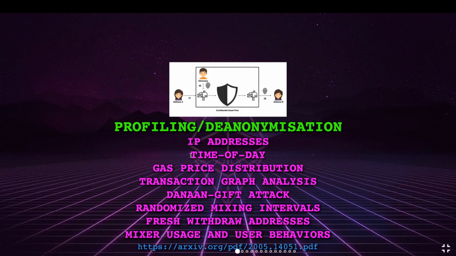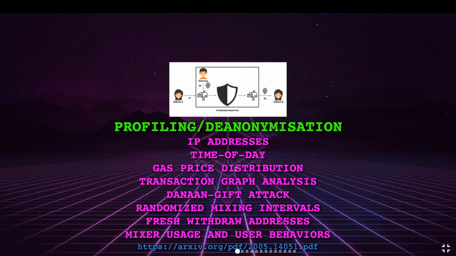Another thing is that if somebody is trying to do forensic analysis on the chain, then they can look at the times of day that a particular account makes transactions, and so they can try and put it into a time zone.